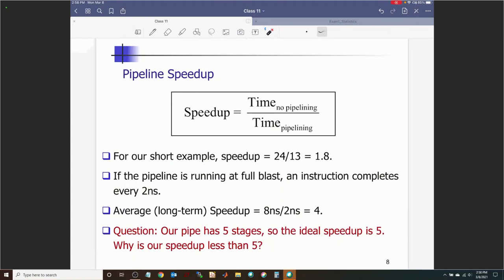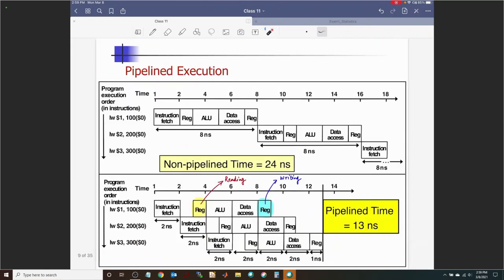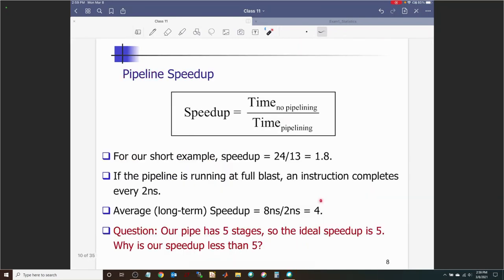So if you increase the number of instructions, what would it tend to? The average speed up would tend to 4. Okay, so that's good. So there is a factor of 4 improvement when you start looking at pipelining. However, we also said that our ideal speed up is equal to the number of stages. In this case, we have 5 stages: fetch, register access, ALU, data access, register access. So there are 5 stages over here. So we should have been looking at 5 as the ideal speed up number. However, our speed up number worked out to be 4.